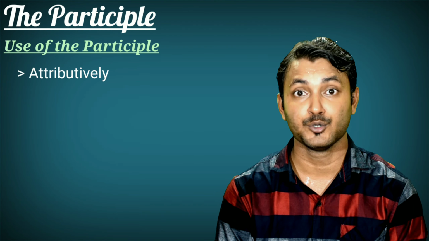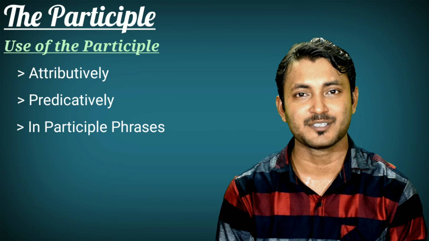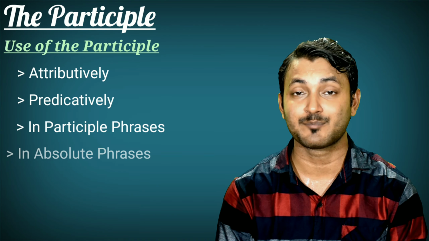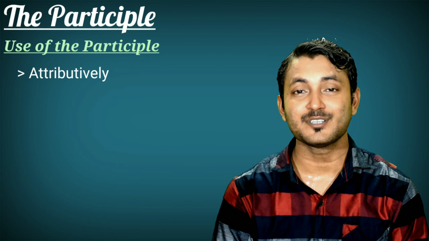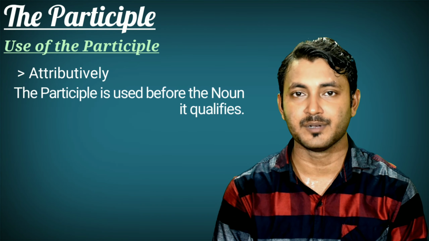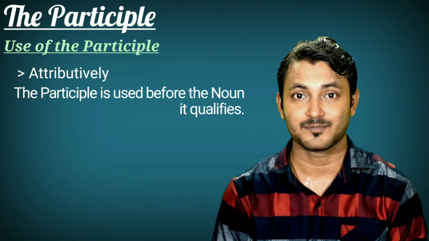Participles are used in 4 different manners in English sentences. They are used attributively, they are used predicatively, they are used in participle phrases, and they are used in absolute phrases. First, attributively. When a participle is used attributively, it is written before a noun that it qualifies.